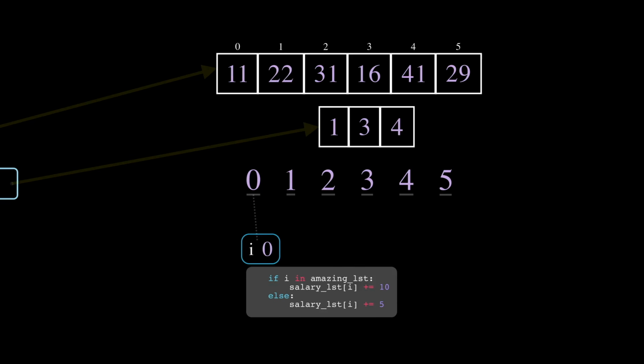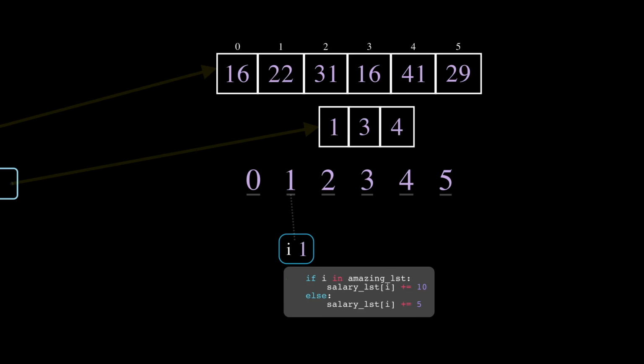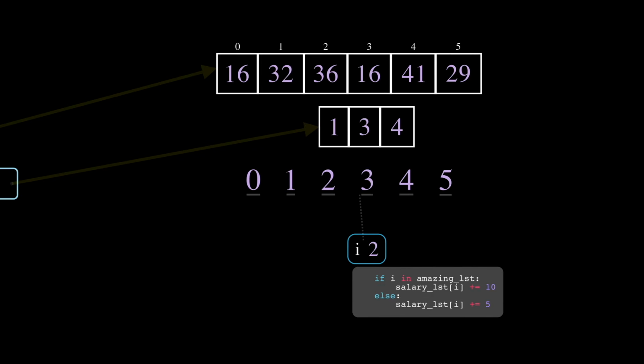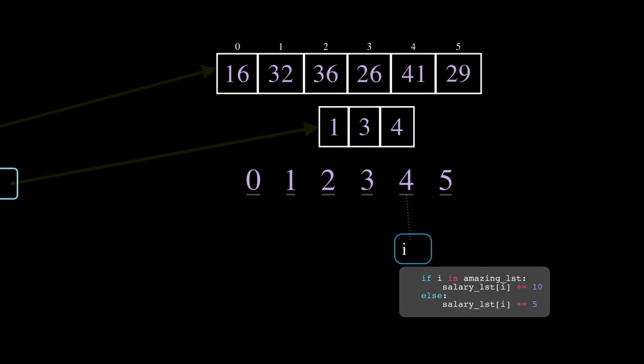Loop variable i binds to 0, and the index 0 is not inside the amazing list. So our program jumps to the else part, increasing the salary by 5. i then binds to 1, the index 1 is inside the amazing list, true. So we increase the element by 10. The same logic repeats all the way till the end.